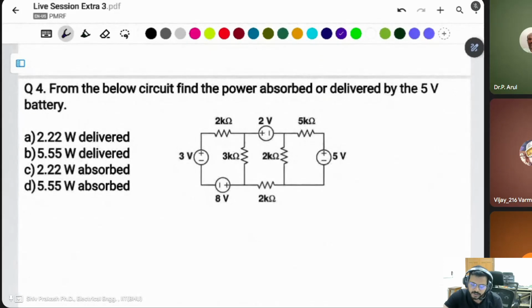Okay. The next question I have taken is a supernode combination, because these two nodes have a voltage source of 2 volt connected between them. There is no resistance. From the below circuit, find the power absorbed or delivered by the 5 volt battery. This is the 5 volt battery. We have to find the power.